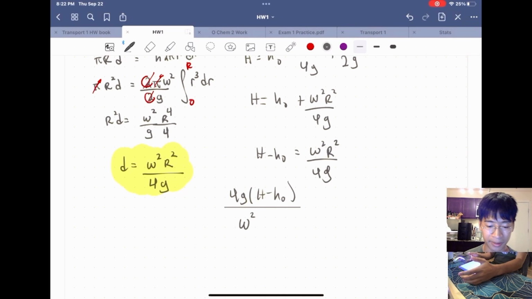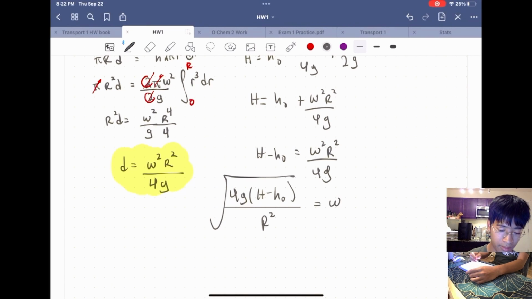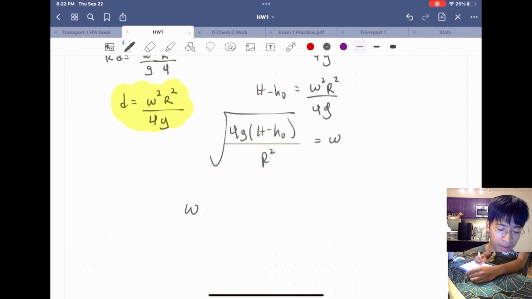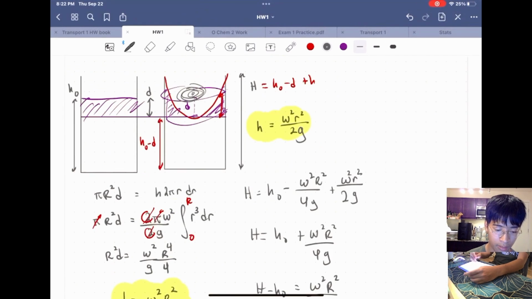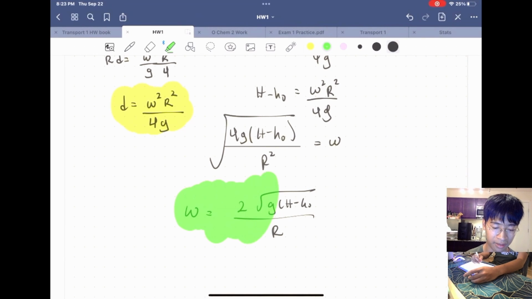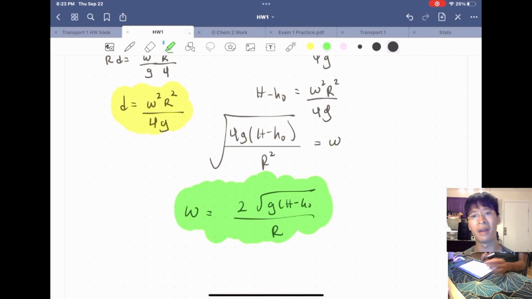Excuse me, omega squared. Oh my gosh. R squared equals omega, all taking the square root of. We can simplify this a little, make this a little cleaner of an expression. G times H minus H naught. Oops, what does that do? Over R, and there we go. Let's highlight that green. Green is good. Now we have our expression for it.